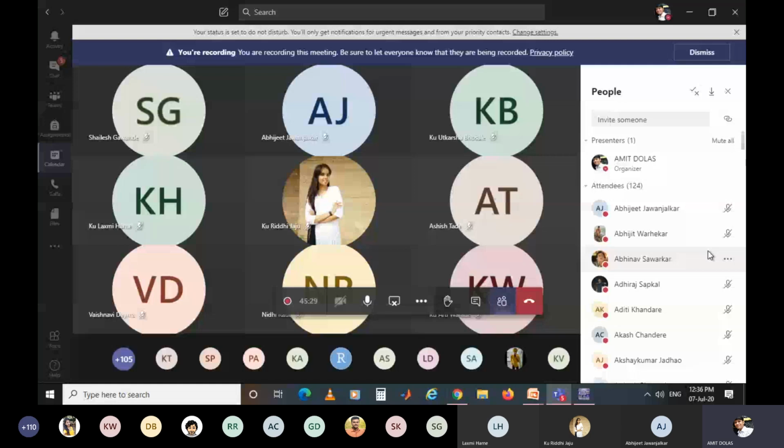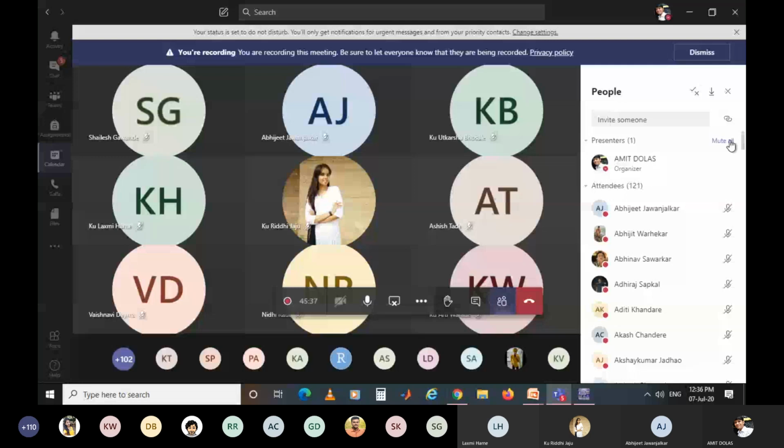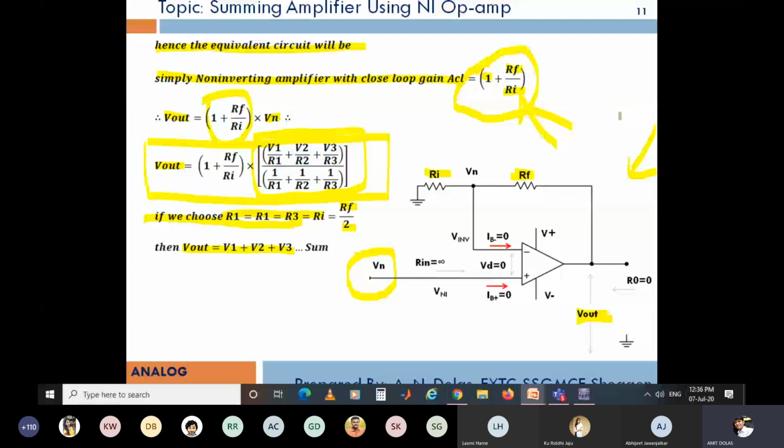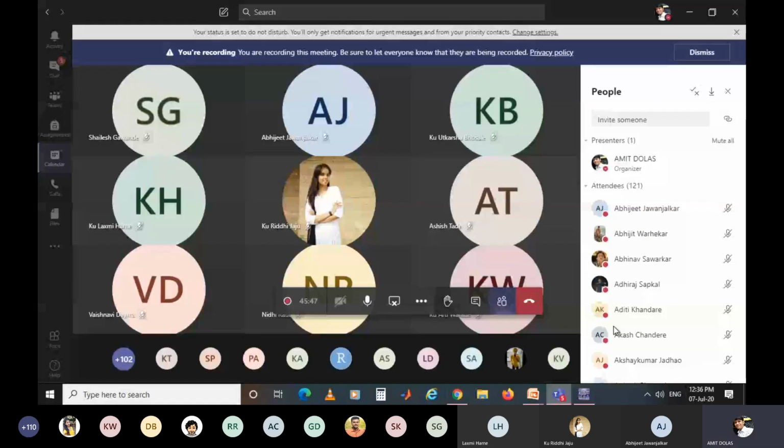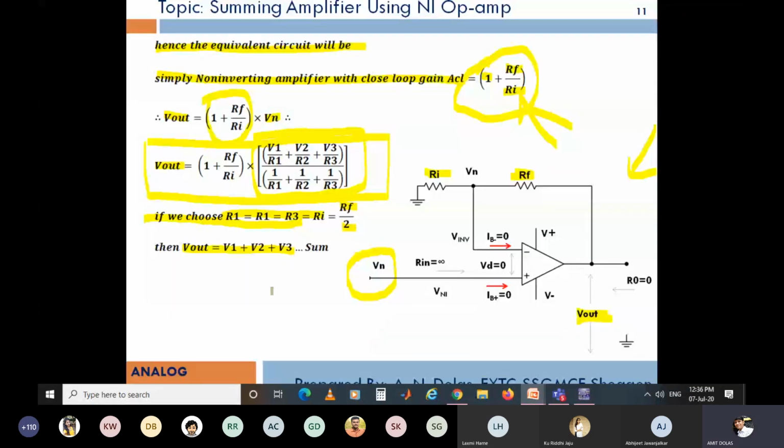So I shall move to the next PPT. So here, by choosing such proportions of the resistances, we get the non-inverting adder circuit, which is Vout is equal to V1 plus V2 plus V3.